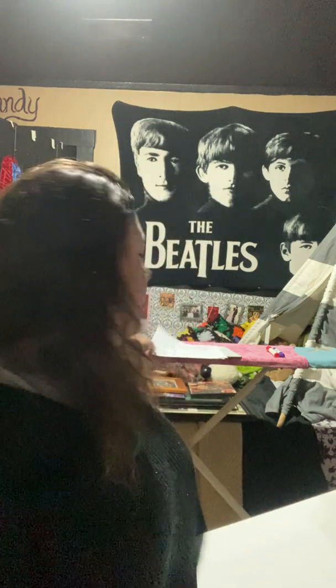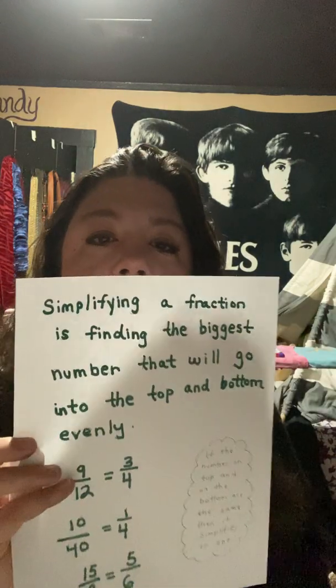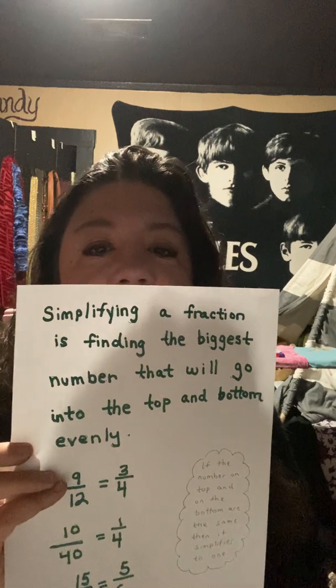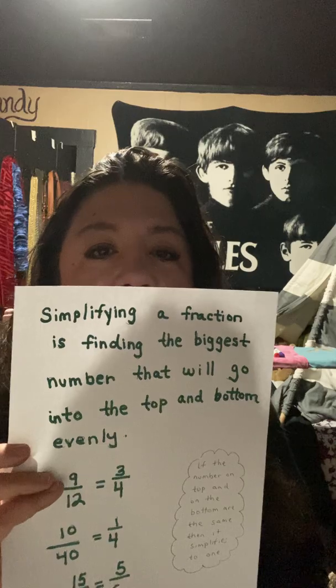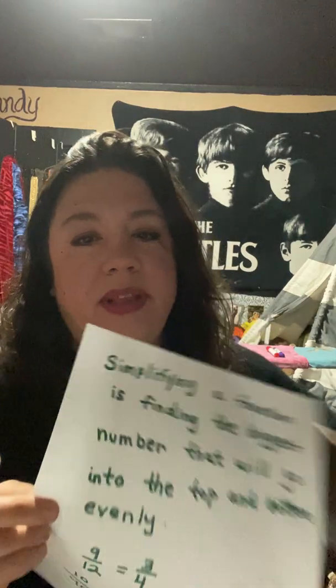Now we're going to talk about simplifying a fraction. Simplifying a fraction is kind of like finding an equivalent fraction. Simplifying a fraction is finding the biggest number that will go into both the top and the bottom evenly.